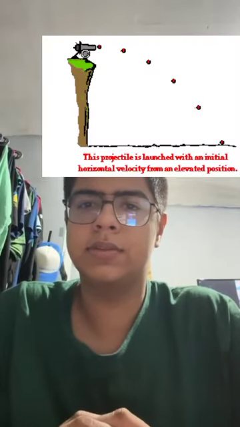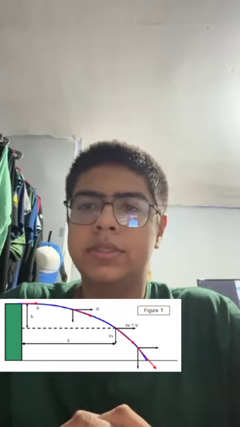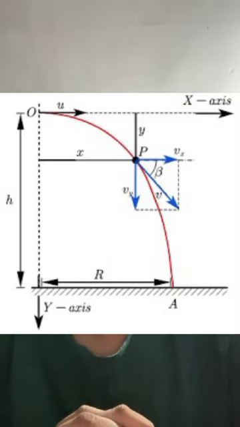This motion is uniform, meaning the projectile maintains a constant velocity in this direction since no horizontal force acts on it, except for air resistance, which is minimal over short distances.